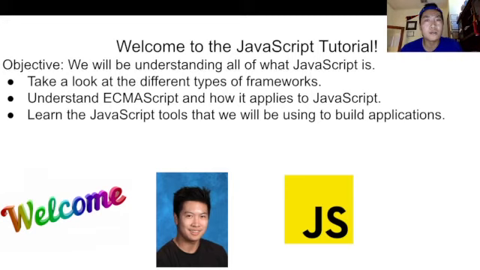In the last video, in part 1, we learned about the introduction to JavaScript, HTML, CSS, and JavaScript, and we looked at HTML, CSS, and JavaScript using Facebook. This is the second part of the tutorial. We're still going to be understanding all of what JavaScript is, but in this tutorial we're going to be taking a look at the different types of frameworks that JavaScript has. We're going to be understanding ECMAScript and how it applies to JavaScript. And then we'll learn the JavaScript tools that we'll be using to build applications to wrap up the video.